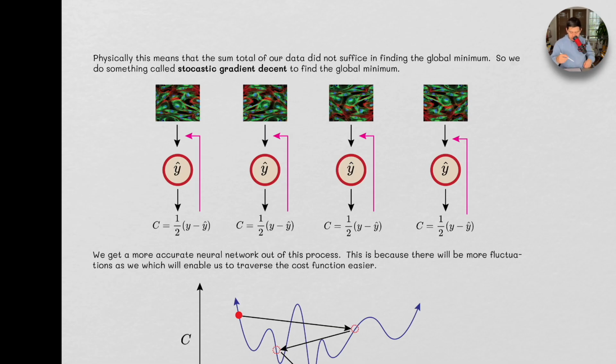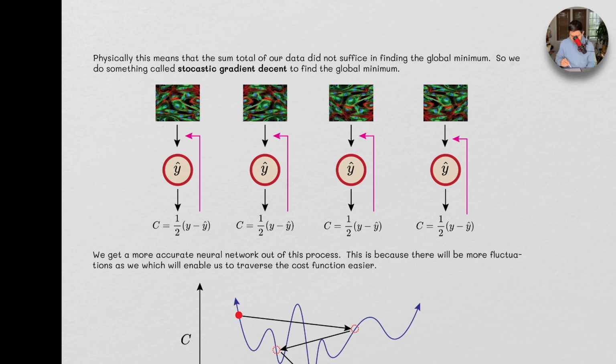Physically, this means that the sum of the total of our data did not suffice in finding the global minimum. So we need to do something called stochastic gradient descent to mitigate this problem and find the global minimum.